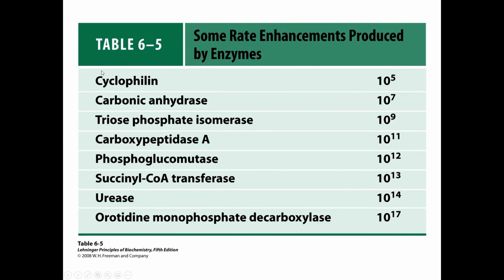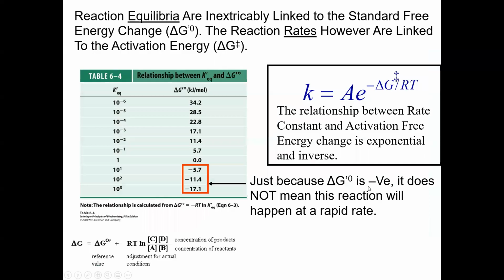Cyclophilin is actually an enzyme which catalyzes peptidyl prolyl cis to trans isomerase activity. Remember the cis trans isomerization of prolines we talked about in our protein class. This is peptidyl prolyl cis trans isomerase, cyclophilin, and its rate enhancement is not that dramatic. It's only 100,000. But it gives you an idea that rate enhancement can vary from one enzyme to another, and in some cases it can be spectacular.